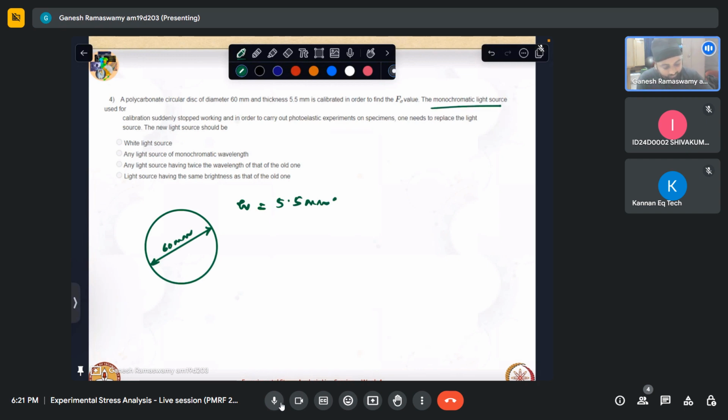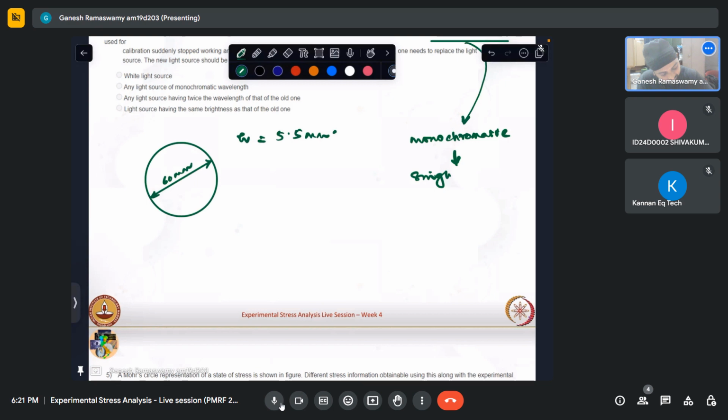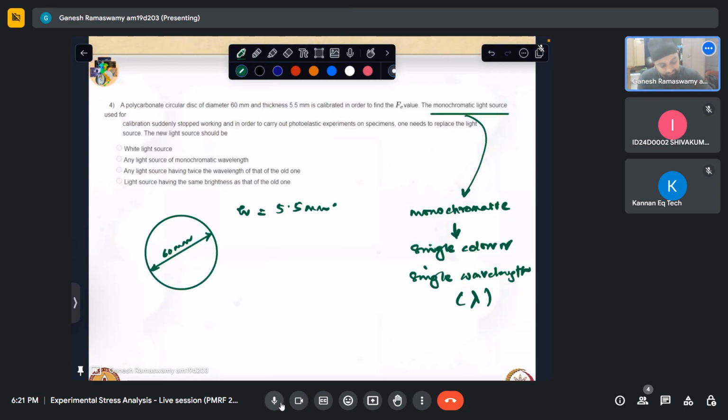Monochromatic means single color, or in other words, it is a single wavelength, lambda. So for sodium vapor, there is one particular wavelength, 589 or 586 or something, 546 perhaps. So like this, we use monochromatic light source, fine. The monochromatic light source used for the calibration suddenly stopped working.